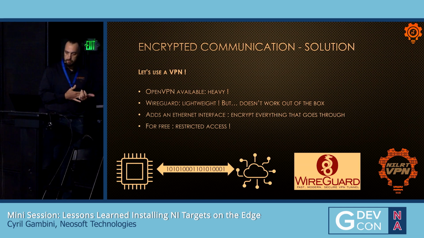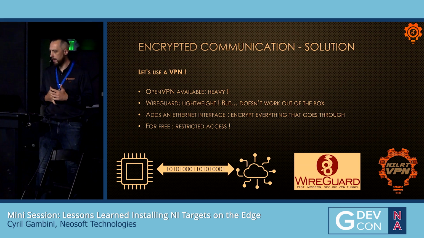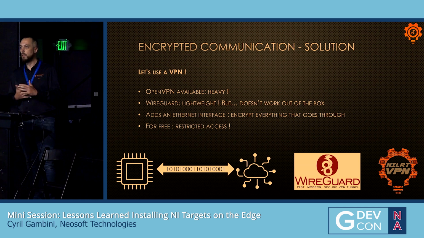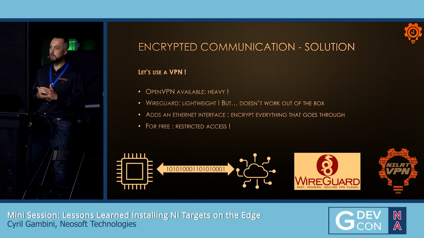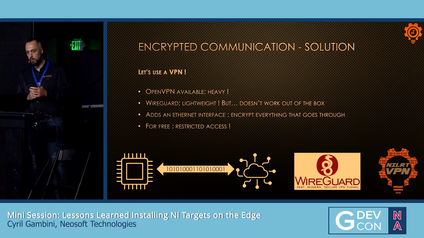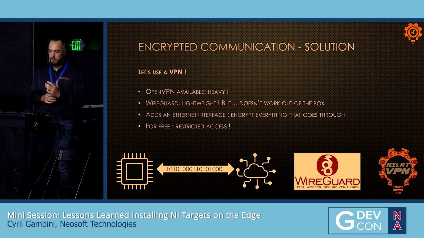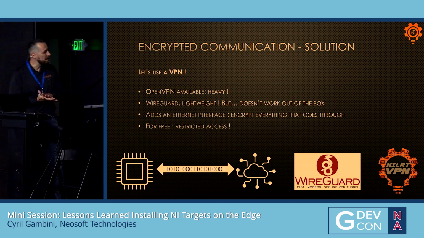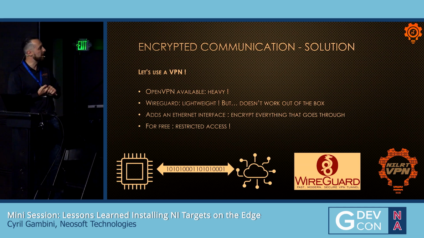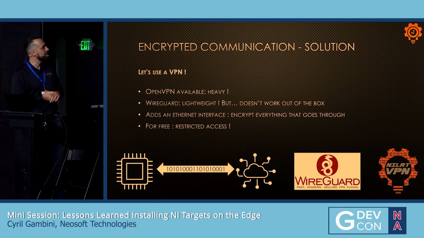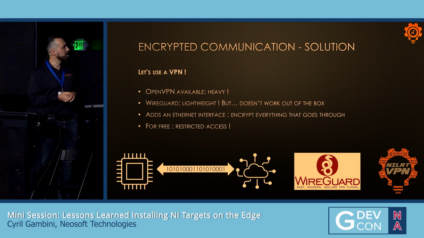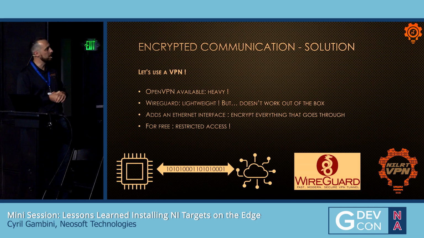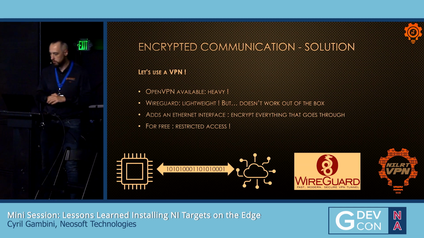So we found out that actually on NI Linux RT, you've got a VPN that is already available in there. You've got an OpenVPN that you can install and run. Problem is OpenVPN is a bit heavy. It's a heavy solution. It's heavy on CPU. It's heavy on bandwidth. So it was working, and you have some knowledge base on a NI website, but it was not ideal.